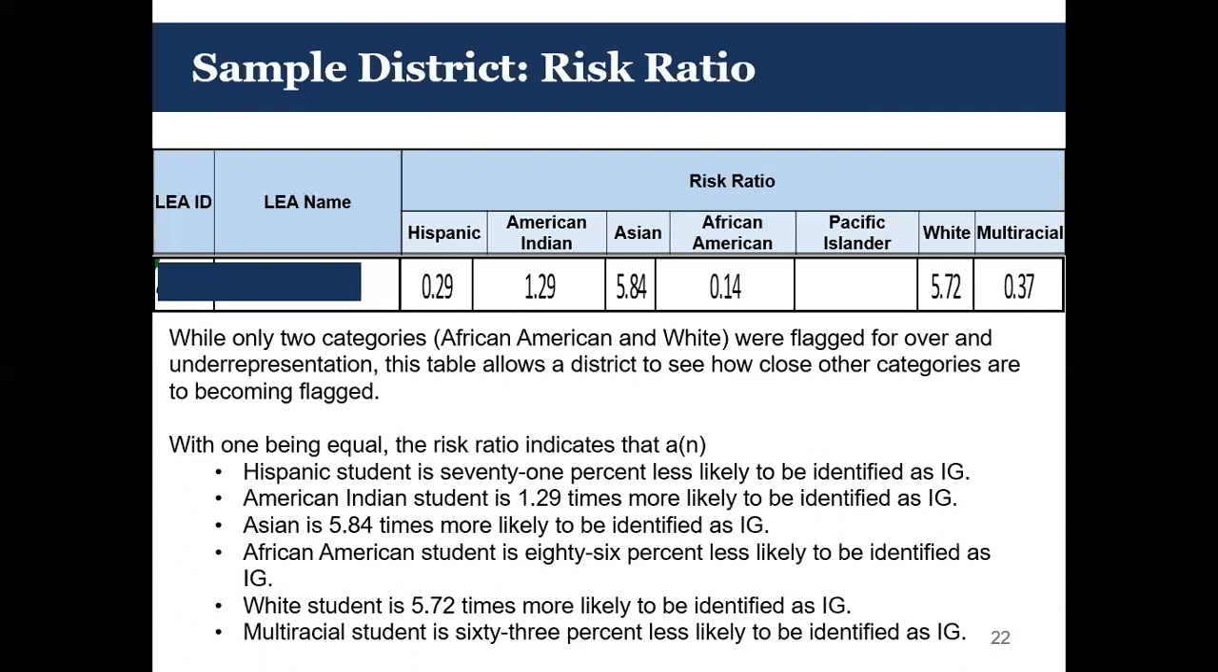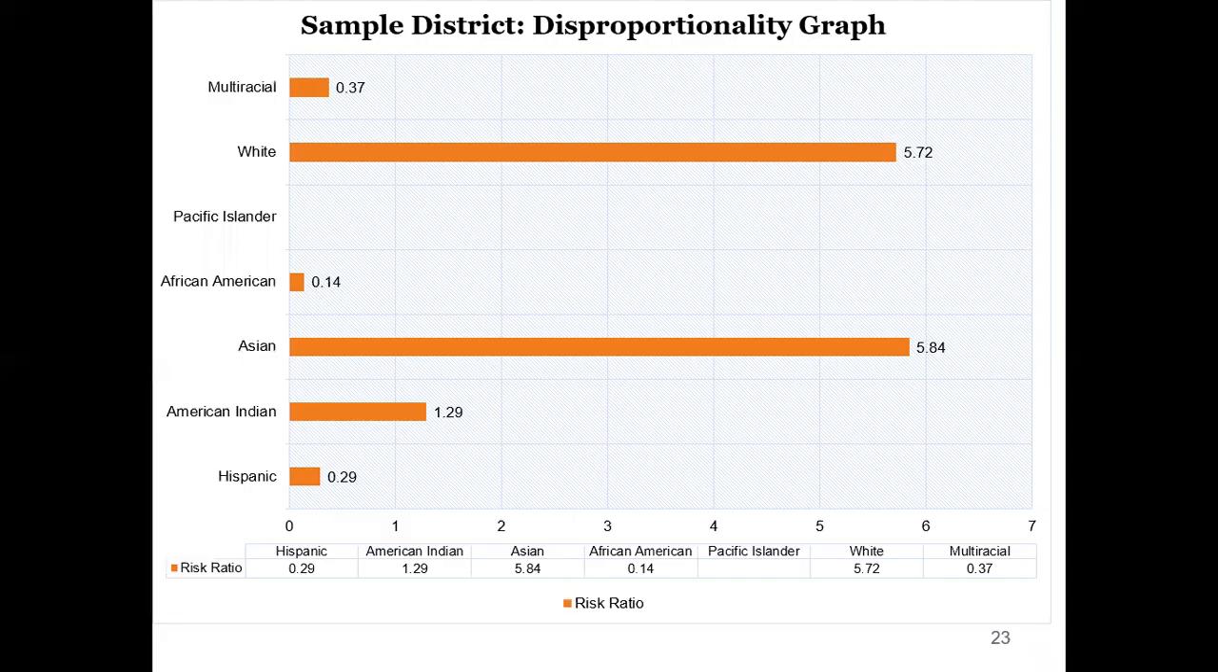An American Indian student is 1.2 times more likely to be identified as intellectually gifted. Asian is 5.84 times more likely to be identified as intellectually gifted. An African American student is 86% less likely to be identified as intellectually gifted. A white student is 5.72 times more likely to be identified as intellectually gifted. And a multiracial student is 63% less likely to be identified as intellectually gifted.